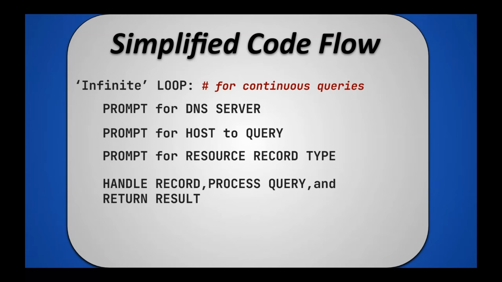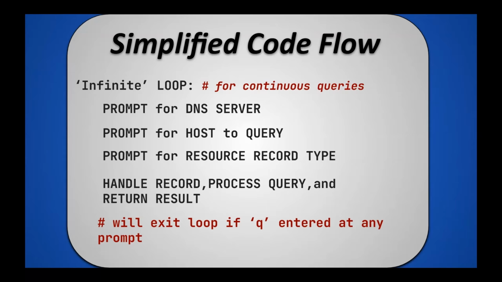And so once all the prompts are done, we're actually going to do the query. We're going to package it up, hand it off to the DNS server, and get the results. The queries are going to be handled differently depending on the type of resource record that's being asked for. But whatever, we're going to get the result back, and it's going to print on the screen. And like I said, it's going to loop back around for the user.